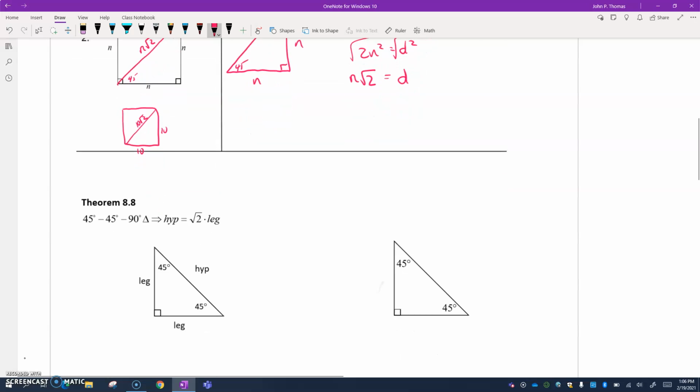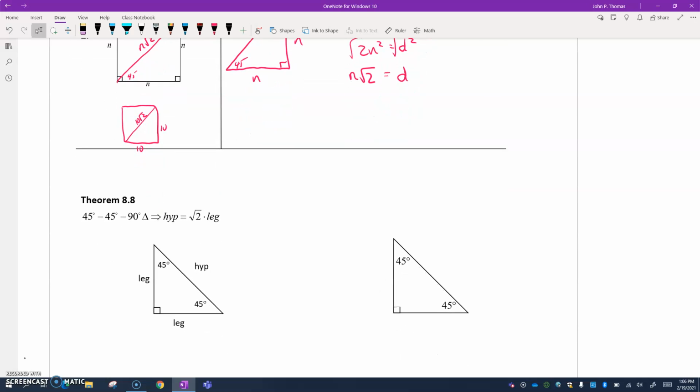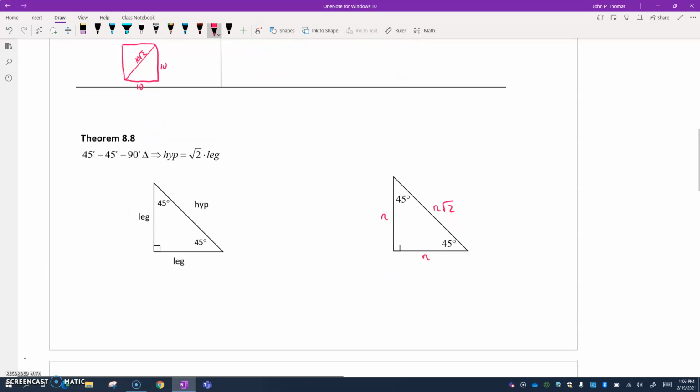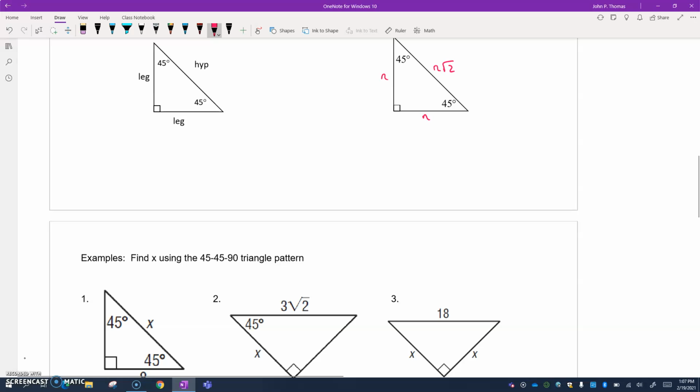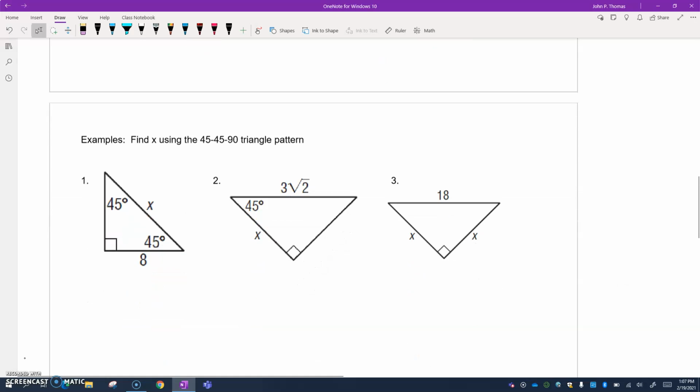So the first one, again, 45, 45, 90. You notice we've got leg, leg, and hypotenuse. Basically what the rule says is we know that the two legs are the same, and the hypotenuse will always be that leg length times root 2. So it's leg times root 2 gives you the hypotenuse. Now, the whole idea of this is really just to save time. It's to give us a shortcut.